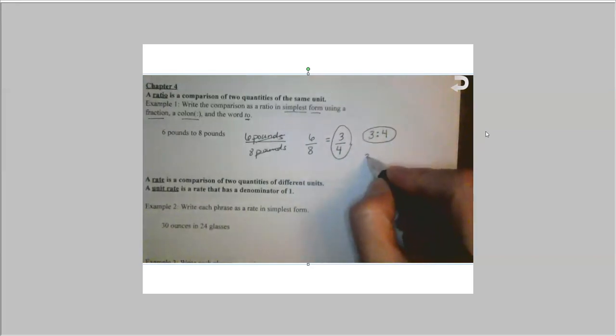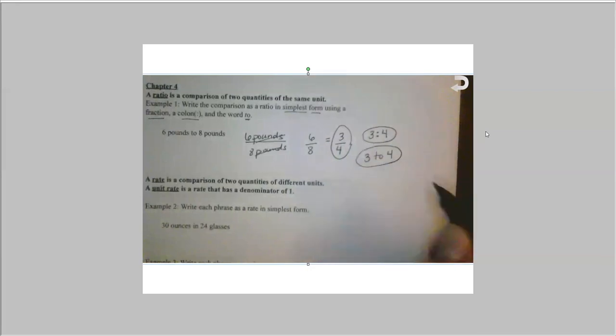Using a colon, we could write that as 3:4. Okay, so that's a colon answer. And with the word to, you just simply write 3 to 4. No matter what method you're given, it's still read this way: 3 to 4. Okay, so fraction, colon, and with the word to.